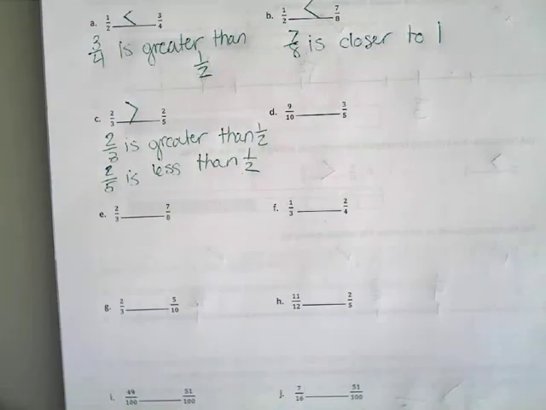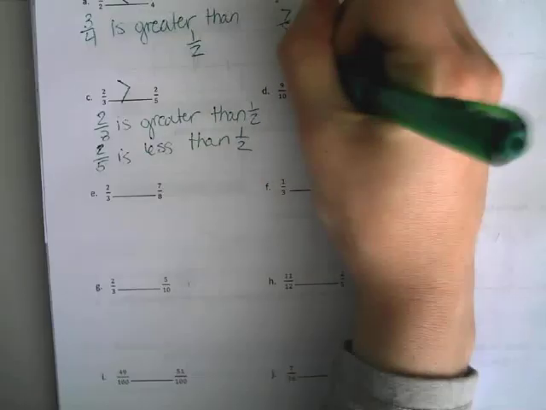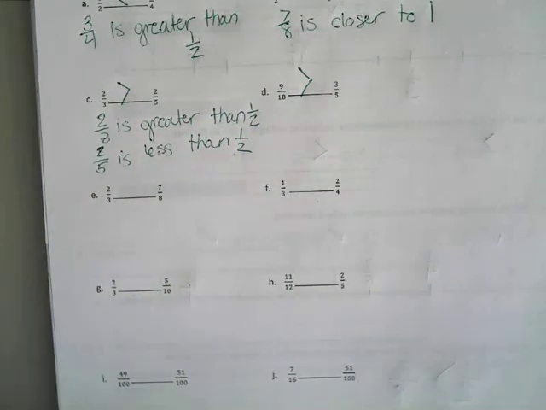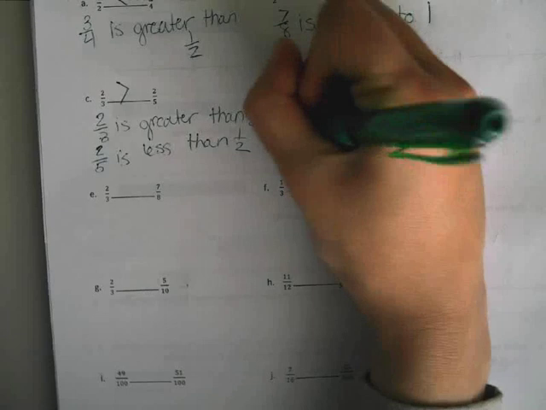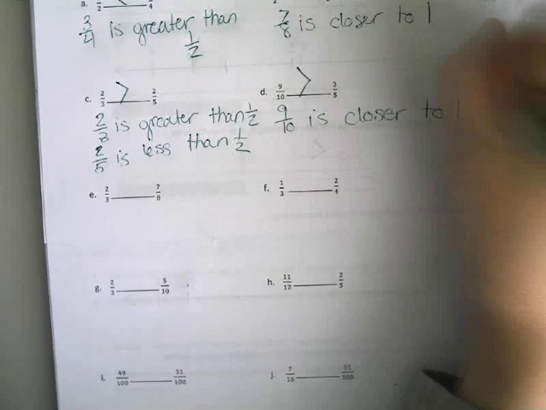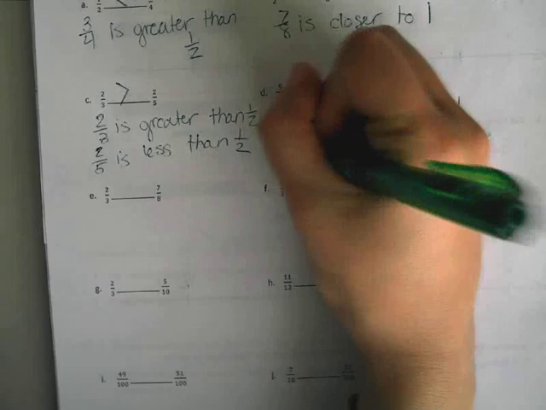So when they ask for an explanation, they're not looking for something that's super in-depth. You don't even need to write complete sentences. We're just writing a quick note to explain our thinking, okay? All right, D, 9/10 and 3/5. Corbian? 9/10 is greater. How can we explain our thinking on that one? 9/10 is closer to 1. What is 3/5 closer to? Yeah, exactly. 3/5 is closer to a half.